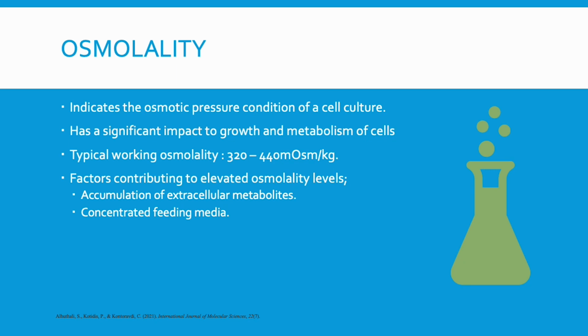Depending on the culture medium, the osmolality level of a production culture can range between 320 to 440 milliosmol per kg. This level, however, can inevitably increase when extracellular metabolites accumulate during that stage of culture. In a fed batch culture, the osmolality level can increase as a result of concentrated feeding media, and routine nutrient feeding can also lead to an overfed culture.